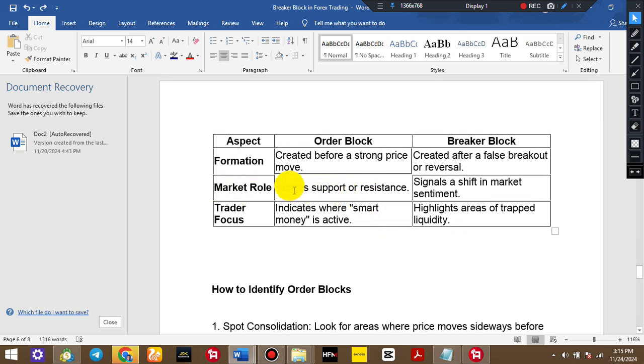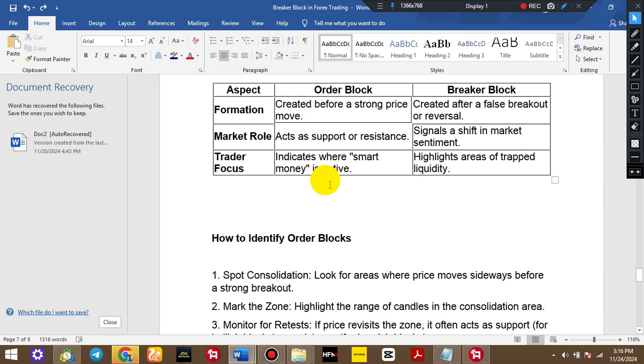Then market role, act as support or resistance. Yes, your demand zone, your support, they act for price to stop, or they hold price, right? Price tends to stop or break at such zones. But the signal in the breaker block signals a shift in market sentiment. That means once price breaks through your breaker block, your support, your demand, your supply, your bullish order block, then it is a kind of insight or a signal that price is moving from the initial move towards another move. That means opposite move.